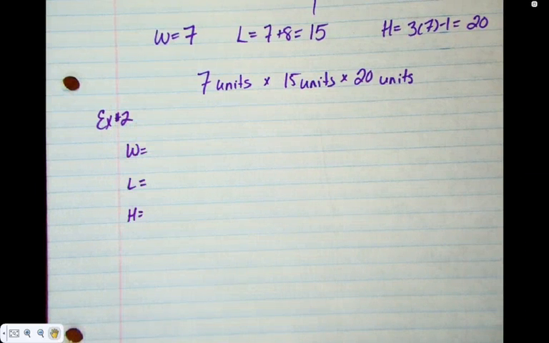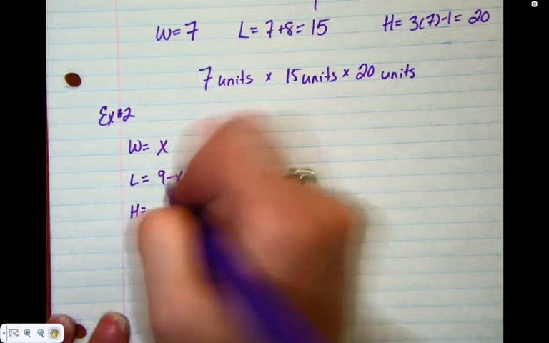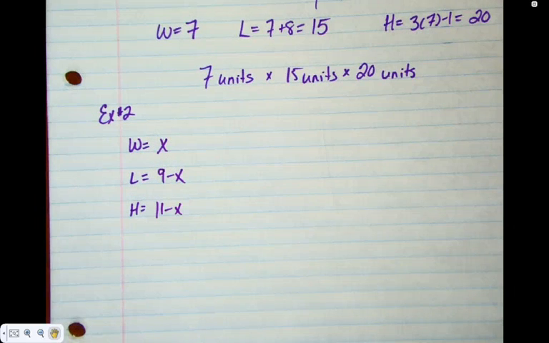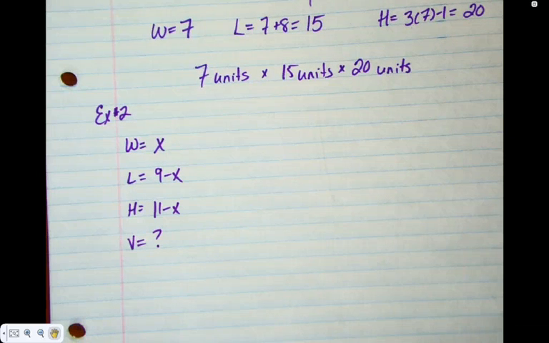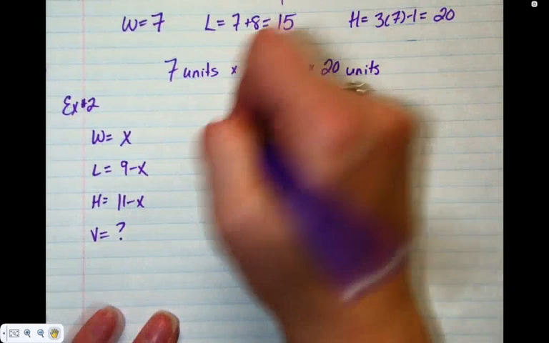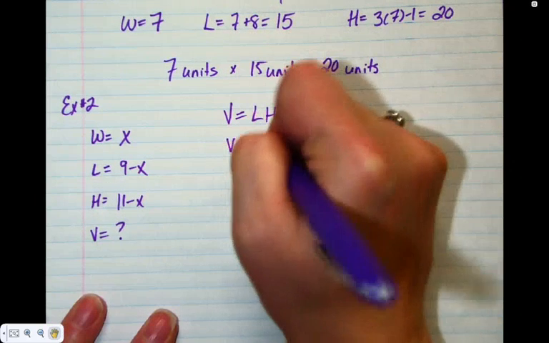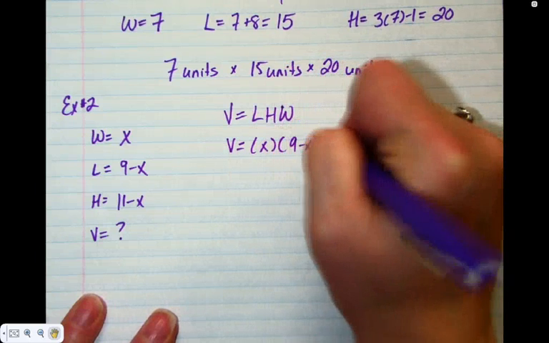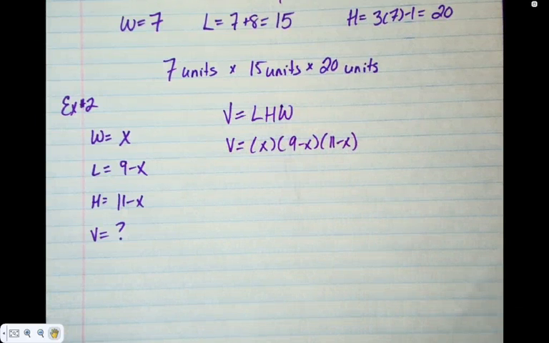Does it matter which dimension is which? No, to a mathematician, we don't really care what the length, the width, the height is. They just all have to be the 3. So I'm going to call that one x. Why not? Which makes this 9 minus x and 11 minus x. Volume, don't know. Okay, so volume still length times width times height. I realize I put them in a different order, but it doesn't matter, as long as I have the 3 dimensions.